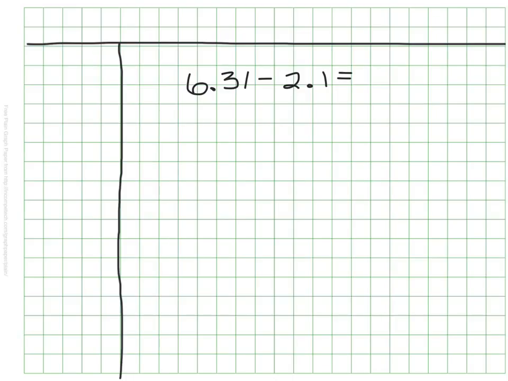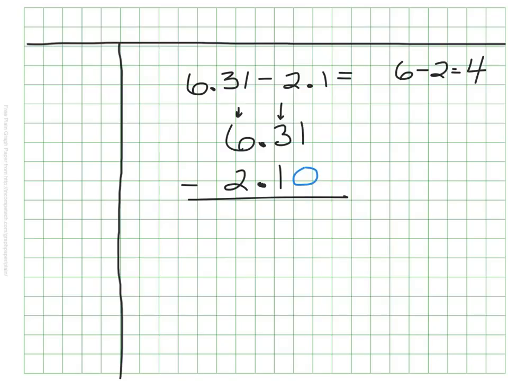I'll do my estimating first, as always, right? So this is about 6, and I'm subtracting about 2, so my answer should probably be somewhere in the ballpark of 4 if I do this correctly. My larger number is the 6 and 31 hundredths. I'm going to make sure my decimal is lined up, and then I'm going to do my 2 and 1/10. So I have my whole numbers lined up, I have my tenths lined up. There's nothing in this space, so I'm going to go ahead and put a place value of 0.